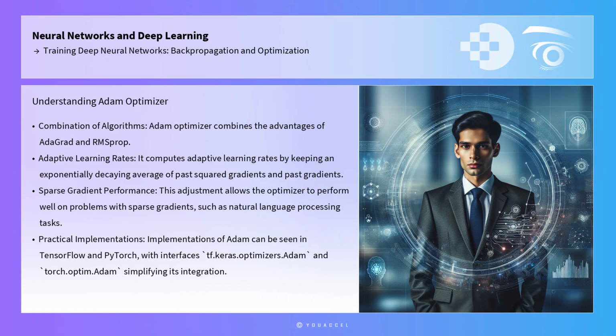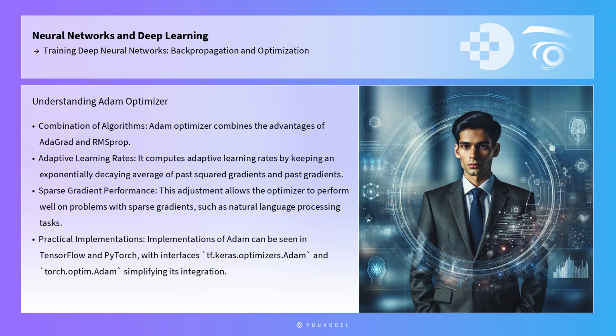Adam Optimizer, for example, combines the advantages of two other extensions of SGD, Adagrad and RMSprop. It computes adaptive learning rates for each parameter by keeping an exponentially decaying average of past squared gradients and past gradients. This adjustment allows the optimizer to perform well on problems with sparse gradients, such as natural language processing tasks.